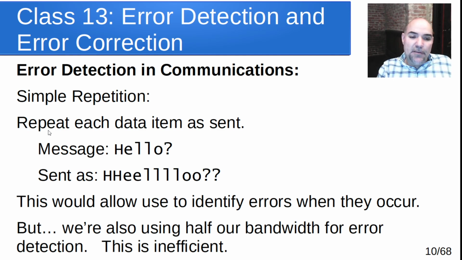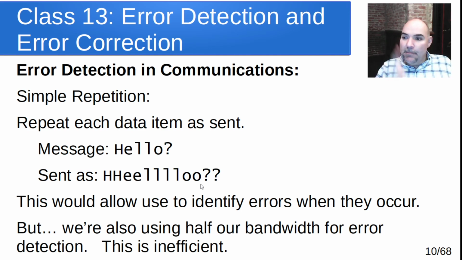So in this case, we have a simple repetition code where we say our message is hello, question mark. We just double up every letter. So instead of H, we send H twice, E twice, L, L, L, L, O, O, question mark, question mark. And on the receiving end, we say we're receiving these in pairs. If we ever get a pair that doesn't match, we know there's an error with that one. So that would allow us to identify errors when they occur.